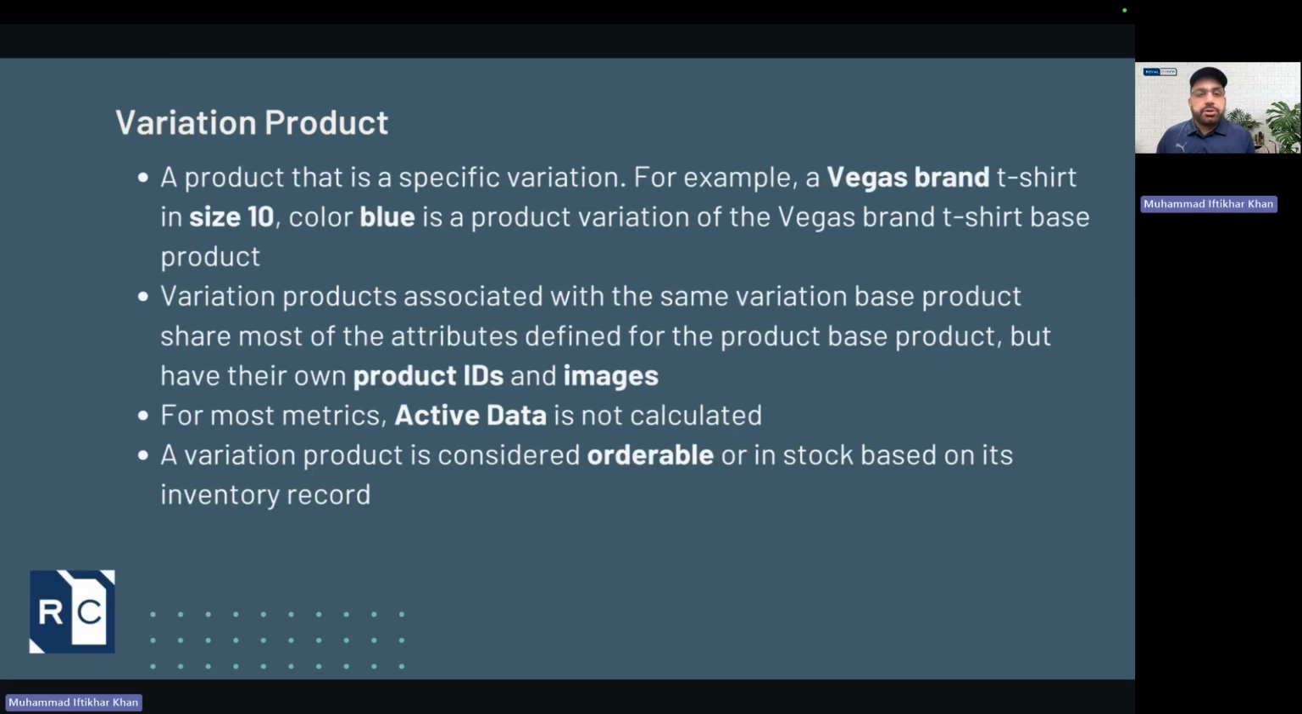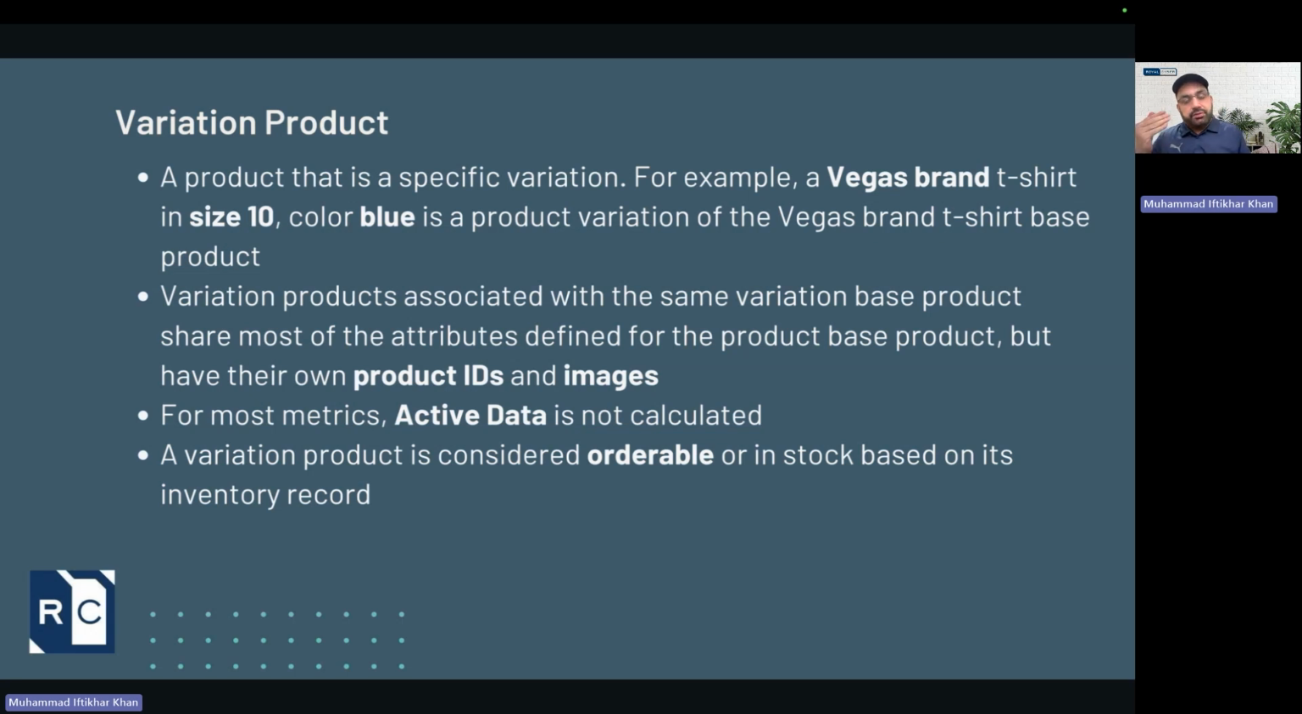And the next is the variation product. We have already talked much about variations in the previous slide. A variation product is the product which is defined by the variation attributes. So if a product has variation attributes, for example color and size, each size and color combination will define a single variation product. Variation products associated with the same base product share most of the attributes defined on the base product, but have their own product IDs and images.